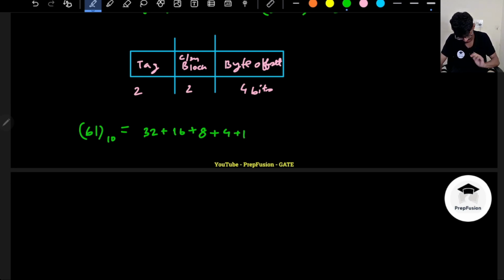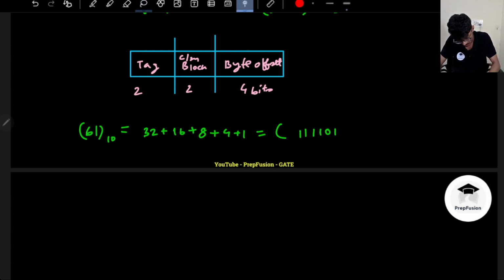Okay, so I guess I have done everything correct, right? 32 plus 16 is 48. 48 plus 8 is 56. 56 plus 4 is 60. 61. Yes, it is correct. So basically in binary, what will it be? This will be bit position 1, bit position 2 here, then bit position 3, then bit position 4 and 5. So it is 0, 1, 2, 3, 4, 5. Yeah, everything is correct.